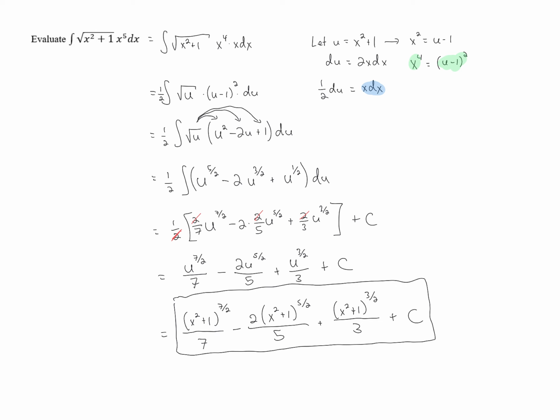It is a bit of a behemoth, but we were able to go through and get everything in terms of u and integrate it term by term and substitute back into x. So even though our answer has a lot of things going on, we were able to integrate, and that is what matters.